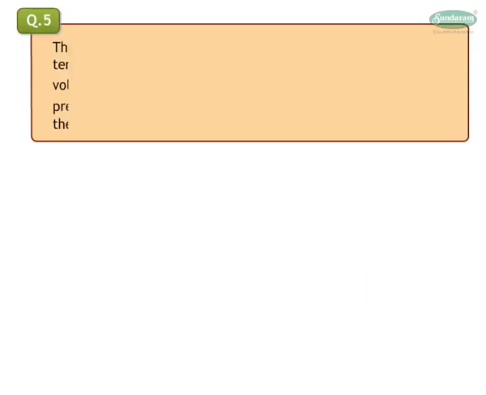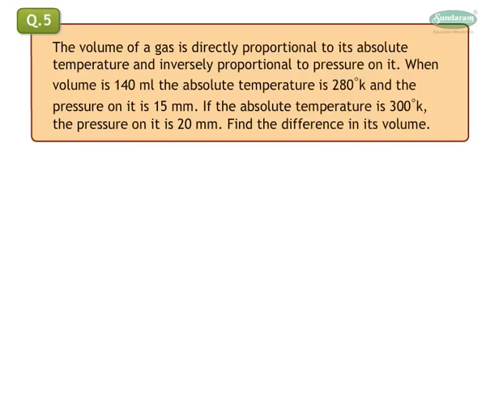Question 5. The volume of a gas is directly proportional to its absolute temperature and inversely proportional to pressure on it. When volume is 140 milliliters, the absolute temperature is 280 degrees K and the pressure on it is 15 millimeters. If the absolute temperature is 300 degrees K, the pressure on it is 20 millimeters. Find the difference in its volume.